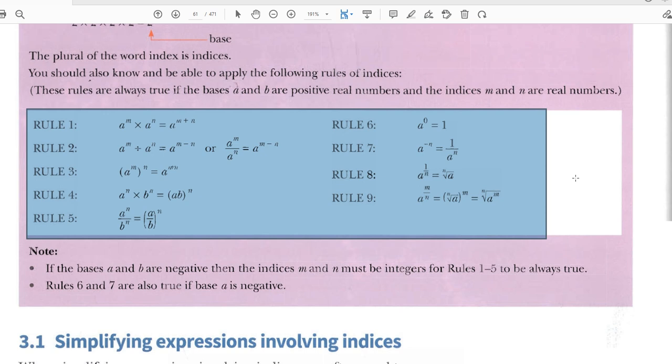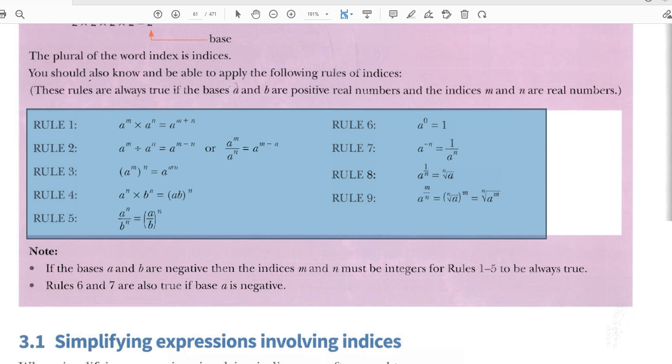Rule 8, a to the power 1 upon n can be written in radical form. a to the power 1 upon n is always equal to nth radical a, or you can say nth root of a. And the last rule is rule 9, a to the power m upon n can be written as nth root of a to whole power m, or you can write it as a to the power m with nth root. Okay, so these are 9 rules which will help to do exercise 3.1.